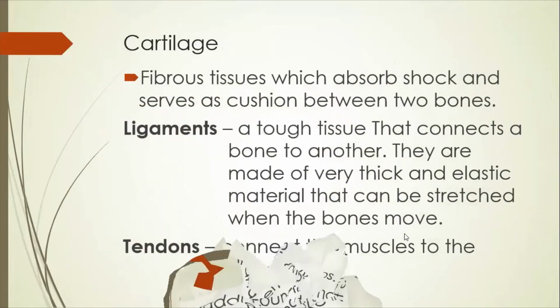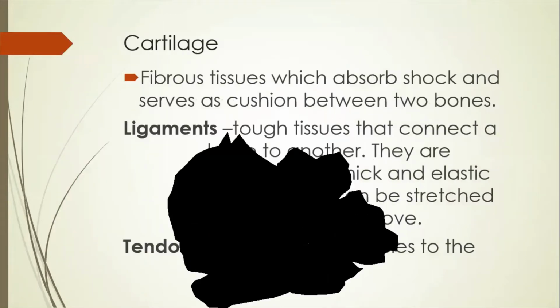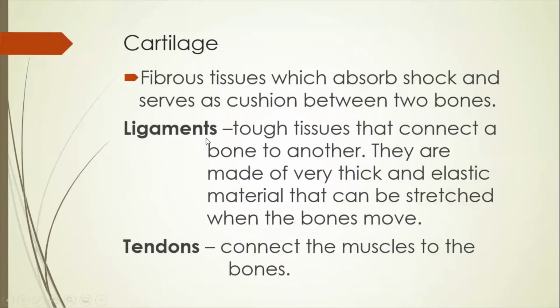Next, cartilage. Cartilage is a fibrous tissue which absorbs shock and serves as a cushion between two bones. Ligaments are tough tissues that connect a bone to another. They are made of very thick and elastic material that can be stretched when the bones move. The second one is the tendons. Tendons connect the muscles to the bones.